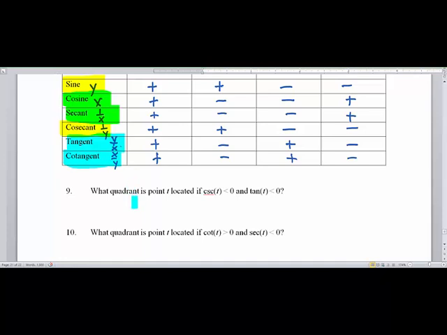So let's go take a look here. What quadrant is point T located if cosecant is negative? Okay, cosecant's negative in the third quadrant and the fourth quadrant. I like to just do a little scrap work here so you can see what quadrants I'm thinking of, because it's kind of hard to do it in your head. Because cosecant is negative, it's either the third or fourth, and tangent is negative, so that's either second or fourth. And since cosecant is the fourth and tangent is the fourth, this is the one they have in common. So this is your answer, fourth quadrant.